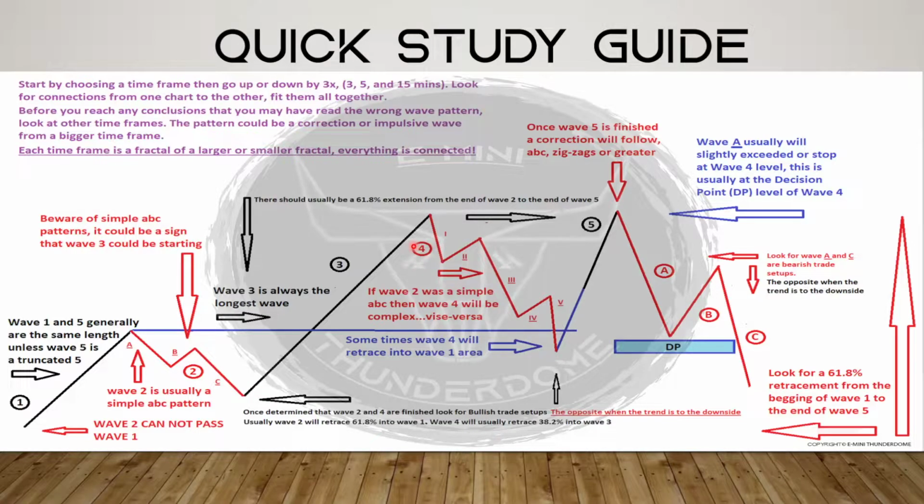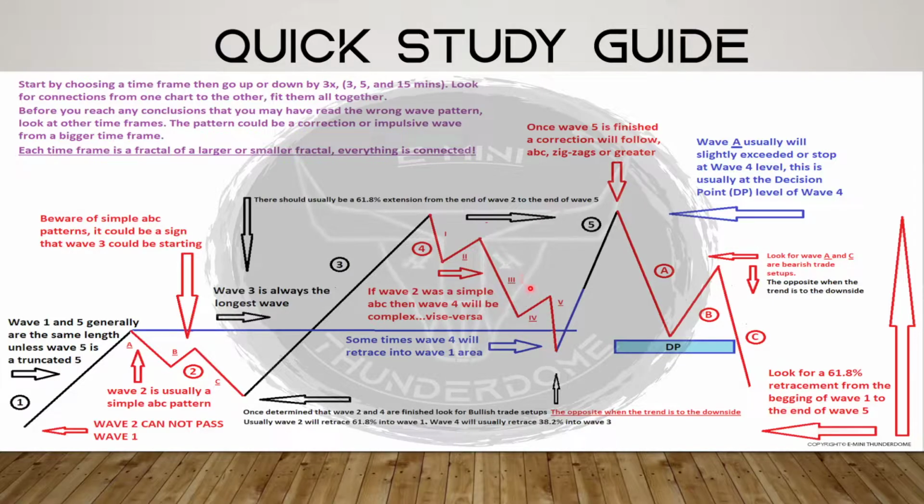And that's going to be followed by wave 4. If wave 2 was a simple ABC, wave 4 is going to be a 1, 2, 3, 4, 5. It's going to be a fractal of this whole picture right here on wave 4. Wave 4 should usually stop before or at wave 1, but sometimes it will exceed. But that is not the rule.